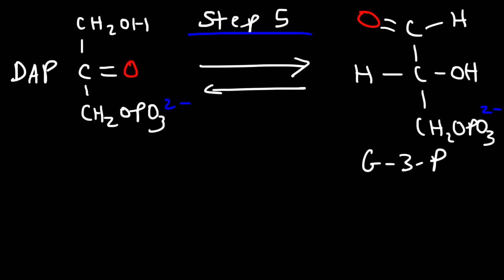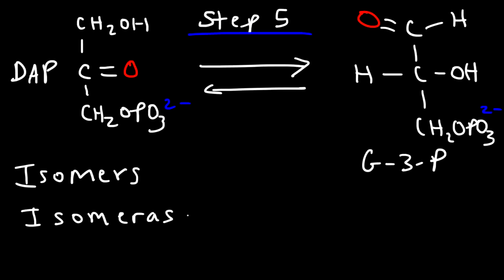Notice that they both have 3 carbons, 5 hydrogen atoms, 6 oxygen atoms, and a phosphorus atom. Because they have the same number of atoms but a different structure, these 2 species are known as isomers. So this is a rearrangement reaction. And what type of enzyme catalyzes a rearrangement reaction? If you recall, it's an isomerase enzyme.